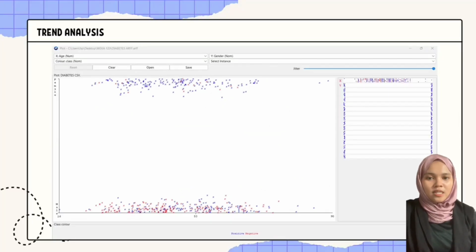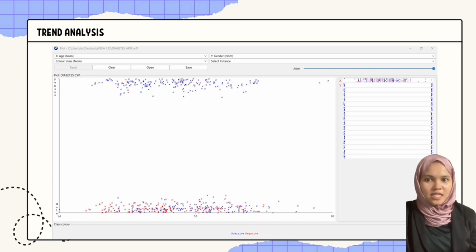Let's move into the trend analysis. The figures show the distribution of the positive and negative classes according to the age and gender. Blue for positive and red for negative. For the age group 0 to 52 years old, it can be seen the proportion of females in the positive class is slightly higher than the proportion of males. However, in the negative class, the proportion of males is higher than the proportion of females.